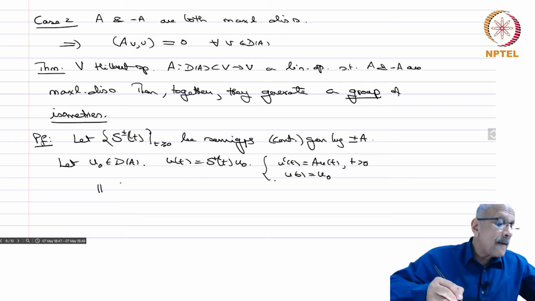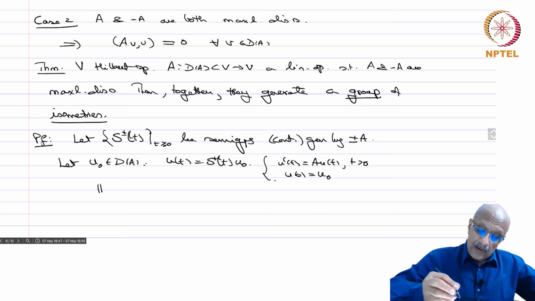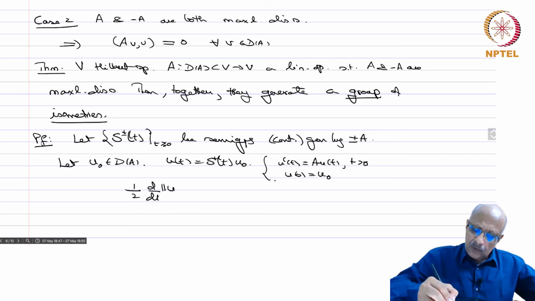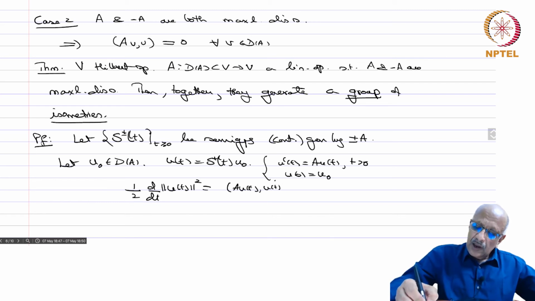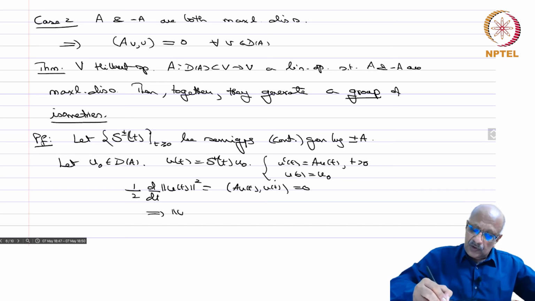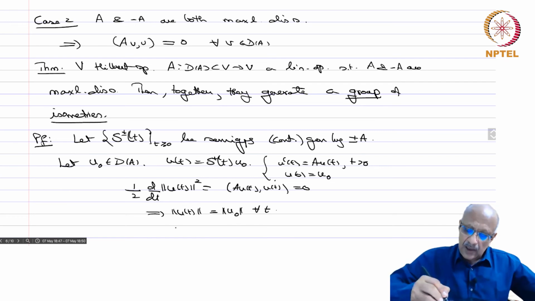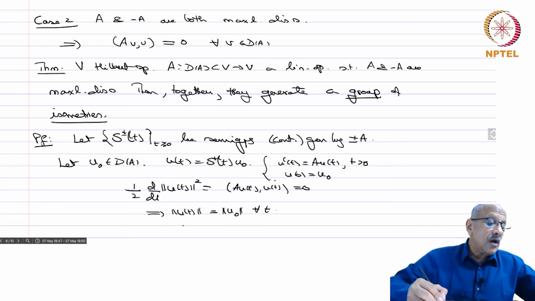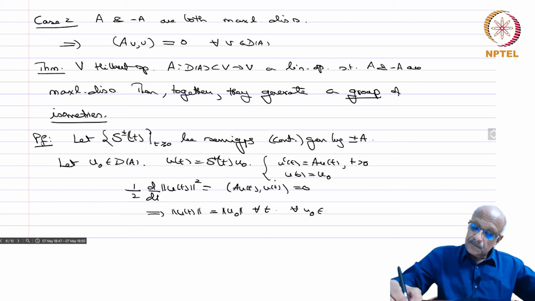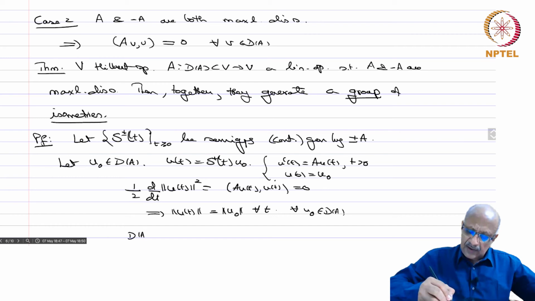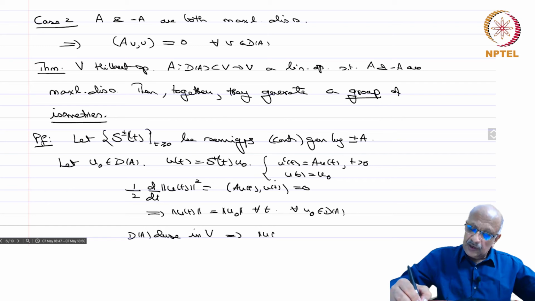Now, you take the scalar product of this equation with u(t), and then you get 1/2 d/dt of norm u(t) squared. We have seen this before, (A u(t), u(t)), and that is 0, and this means that norm of u(t) equals norm of u0 for all t. Okay. Now, this is true for all u naught in D(A), but D(A) is dense in V, and therefore this implies that norm of u(t).